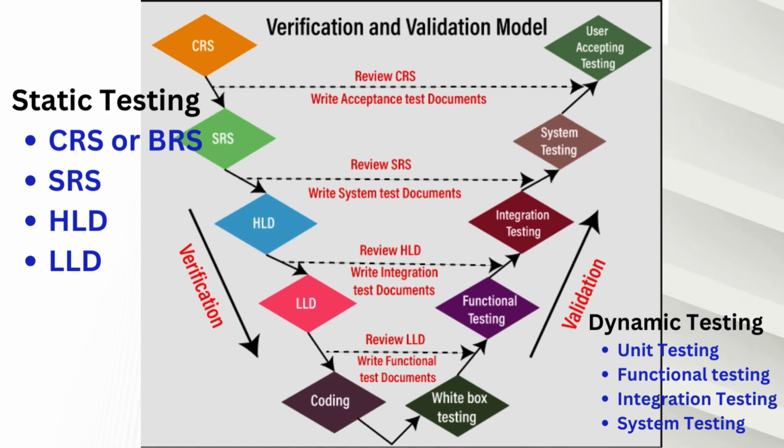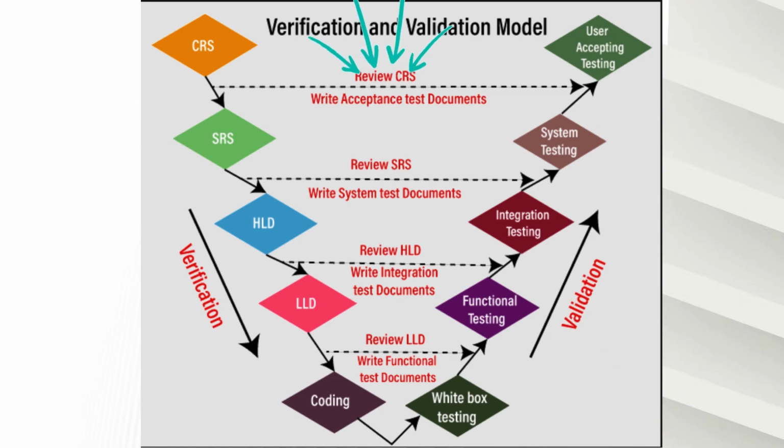BRS or CRS. Once BRS is completed, the testing team reviews it, checking for any ambiguities, gaps, or missed requirements. If any issues are identified, the QA team highlights them. Based on the BRS, the testing team then creates the acceptance test documents.